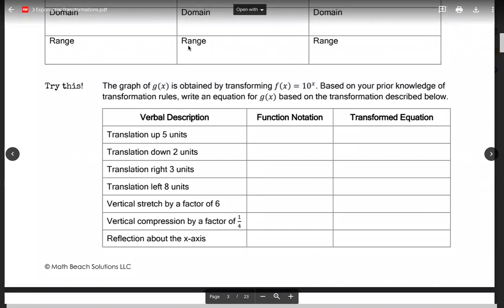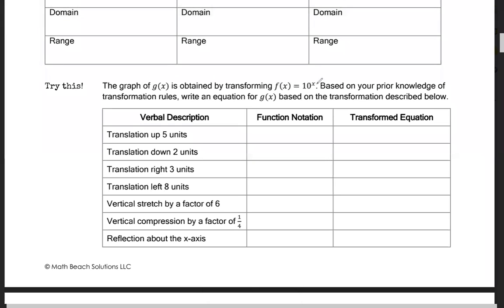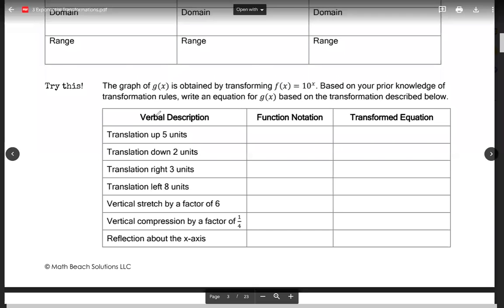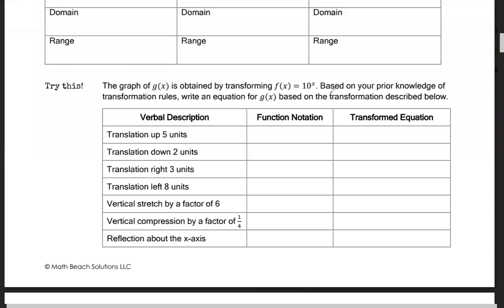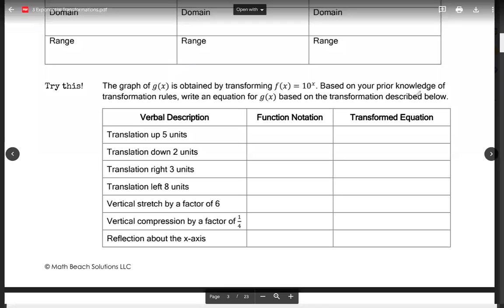Now, we'll try this right here. It says the graph of g of x is attained by transforming f of x equals 10 to the x. Based on your prior knowledge of transformation rules, write an equation for g of x based on the transformation described below. So I'm not going to worry about this function notation stuff, but I am going to worry about the transform equation. So first one, translated up 5 units.